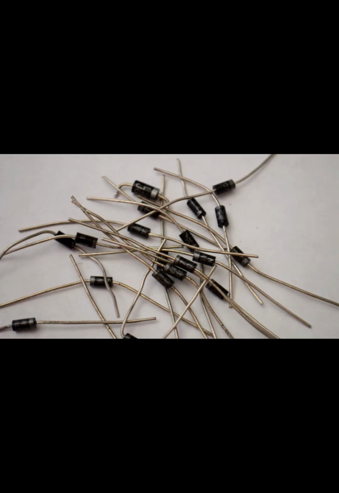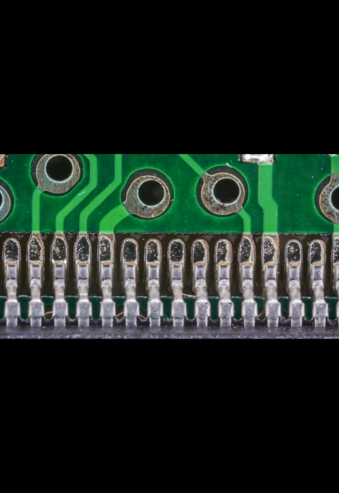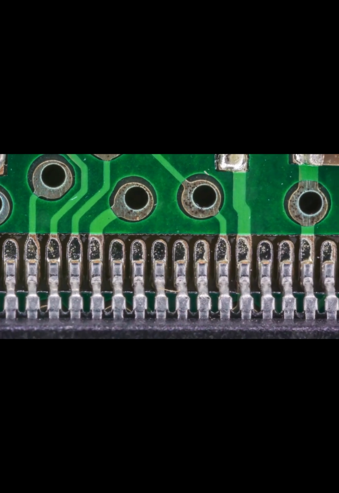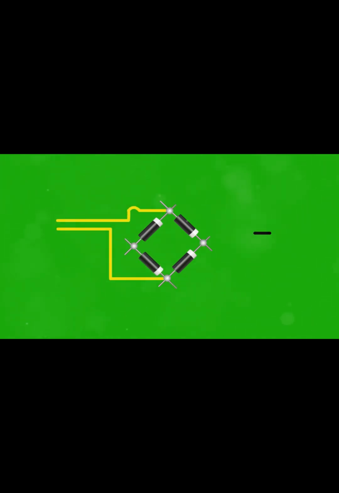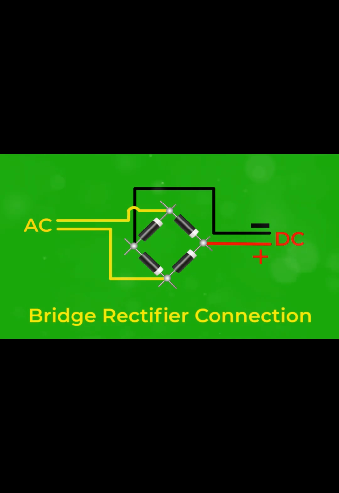Diodes act like one-way valves, allowing only the positive or negative half of the AC wave to pass through, effectively converting it to DC. This selective passage ensures that the current flows in a single direction, making it suitable for various applications.